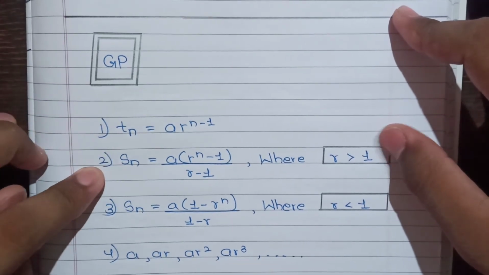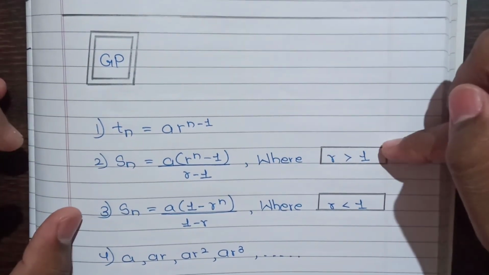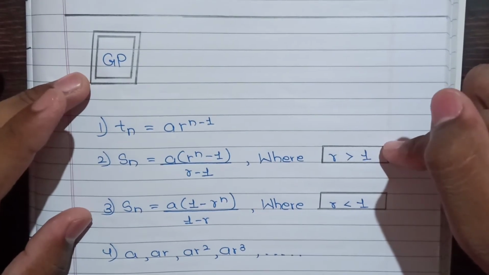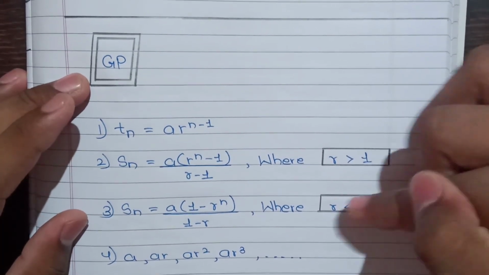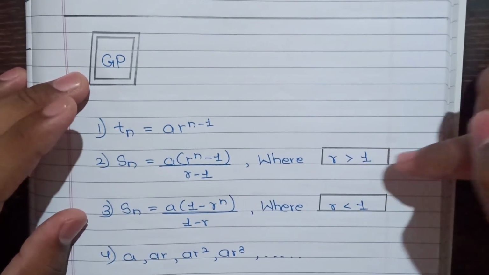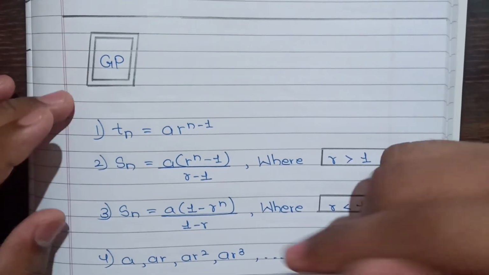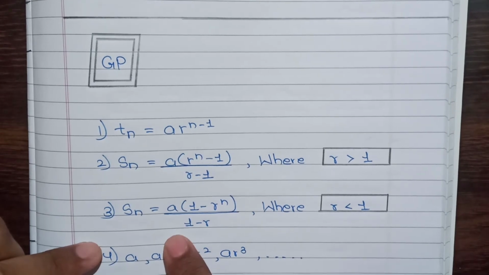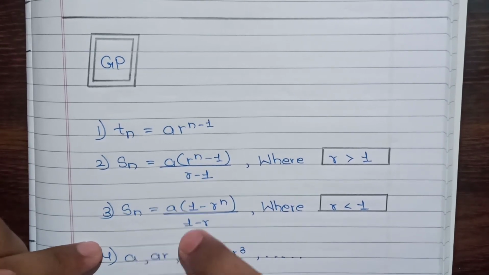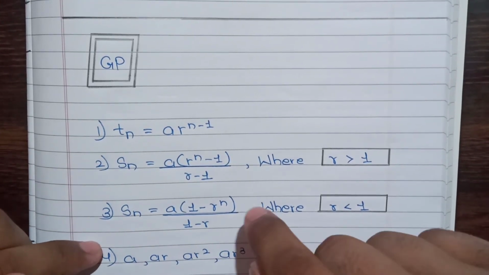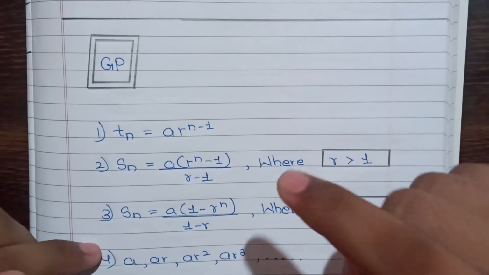There are two formulas of Sn. In the first one r is bigger than 1, and in the second one 1 is bigger than r. Means in the first one r is more than 1, and in the second one r is less than 1. So in the second formula where r is less than 1, we get Sn equals a bracket 1 minus r raised to n upon 1 minus r.